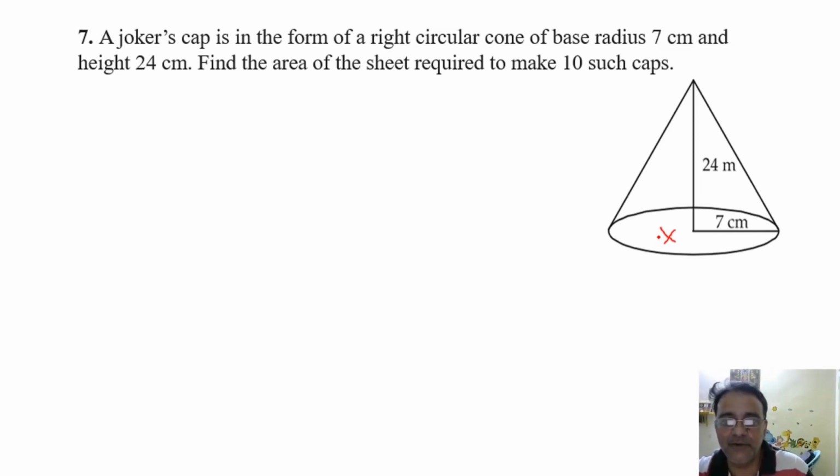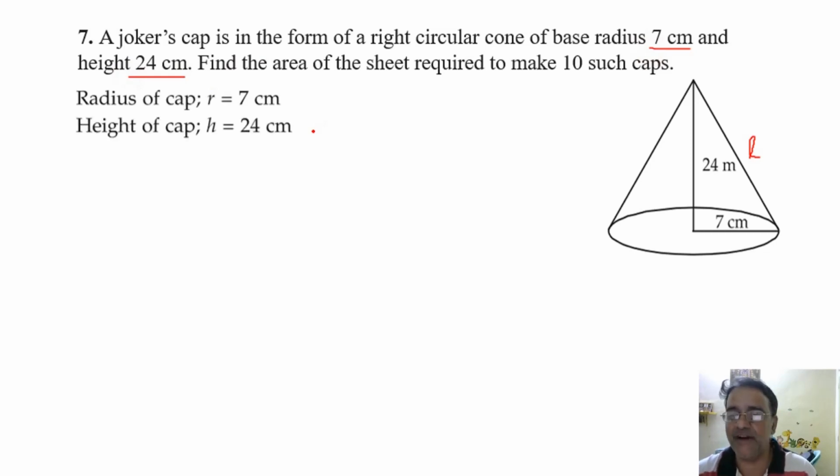You will not be able to wear the cap. Yes, sir. Right? So this portion we have to neglect. So we have to take only the curved surface area. Clear? So the area of sheet required for one cap is the curved surface area. But for curved surface area we require L, and here the radius is given and the height is given.